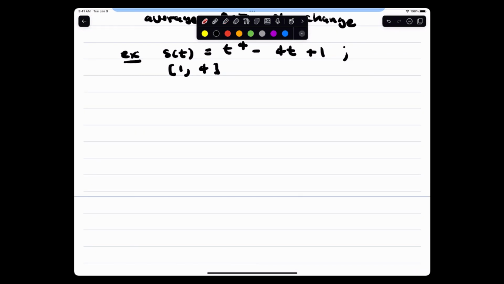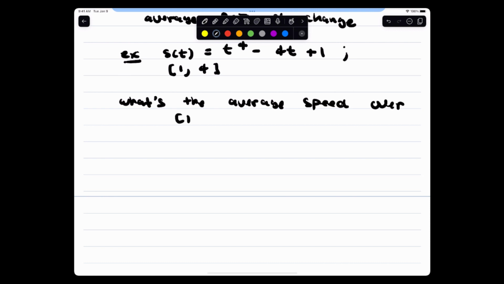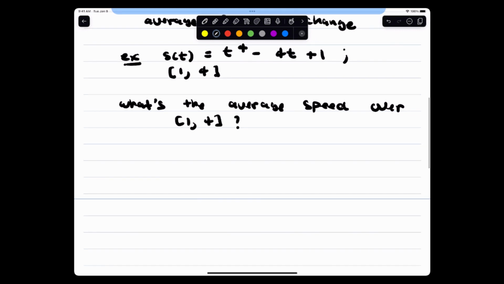So now they're just going to say, what's the average rate of speed? Or what's the average speed over the interval of time from 1 to 4? Here, this is going to be the T1, and this will be your T2.